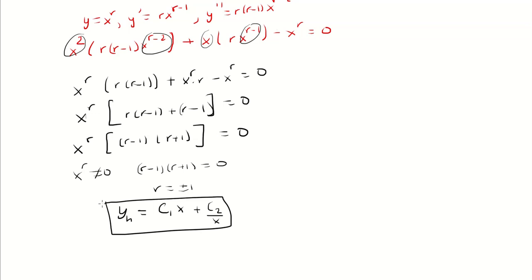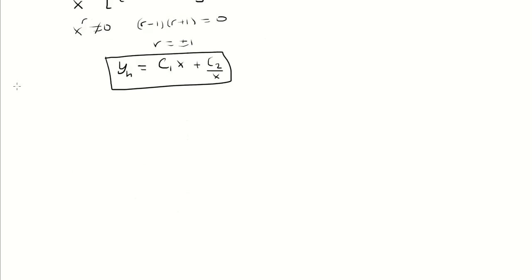Okay. Now we want to find a particular solution using variation of parameters. So for a particular solution, call it y sub p, we know it's going to be some function, u sub 1 times x plus u sub 2 divided by x. Basically, you just replace c1 and c2 with functions. And first we need the Wronskian of the solutions y sub 1 equals x and y sub 2 equals 1 over x.